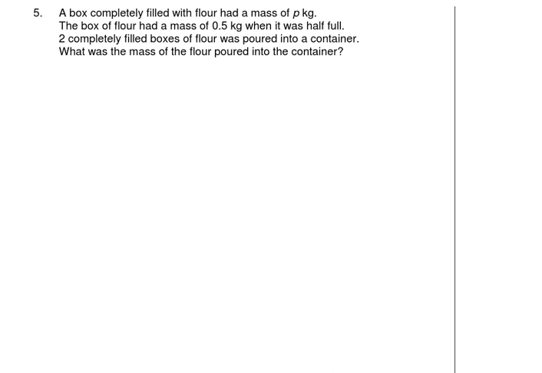A box completely filled with flour had a mass of p kg. One box completely filled, p kg. The box of flour had a mass of 0.5 kg when it was half full. So let's say you have this box. Now, this part is the mass of the empty box. Empty. Correct? But when it is completely filled, it means from here to here is p kg.